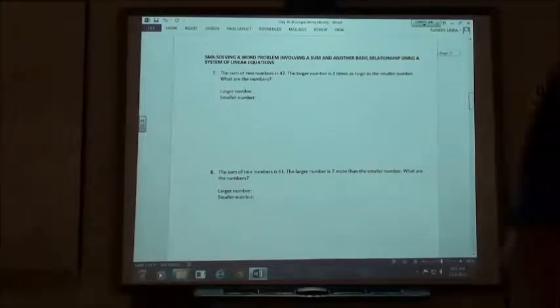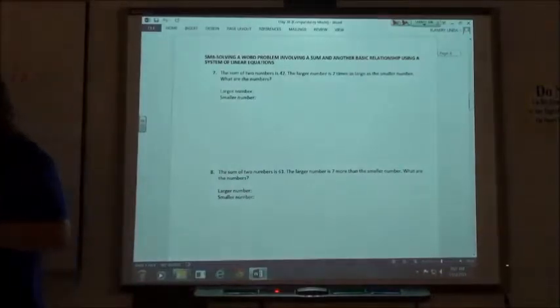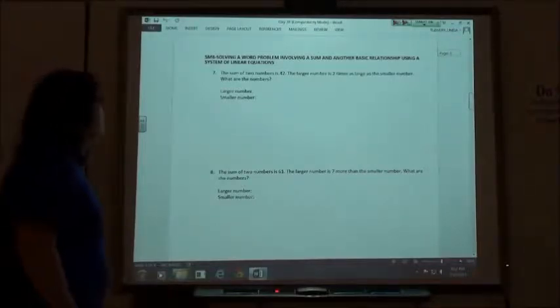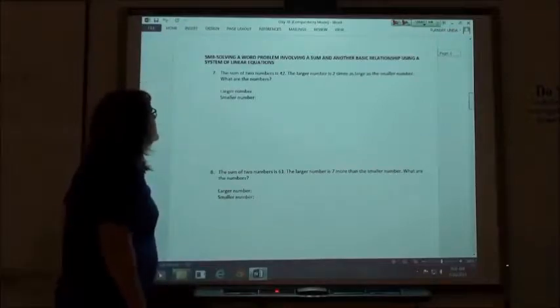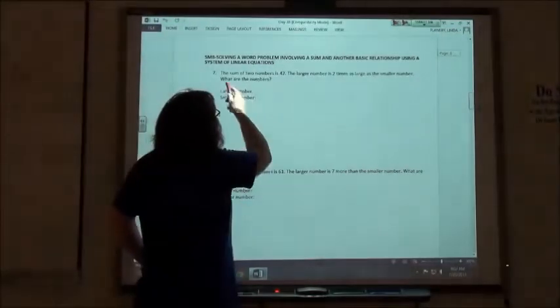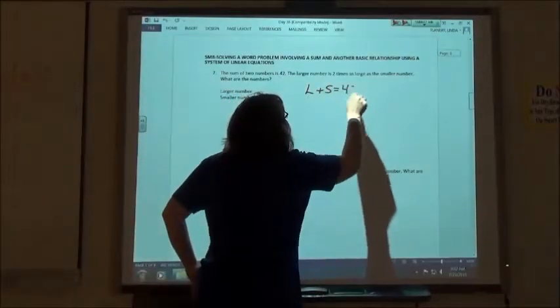And now we're going to get into a whole bunch of application problems of how we might use systems of equations to solve word problems. First one says the sum of two numbers is 42. The larger number is 2 times as large as the smaller number. What are the two numbers? So I'm going to use L and S just because I like to use variables that make sense. The sum of my two numbers, L plus S equals 42.